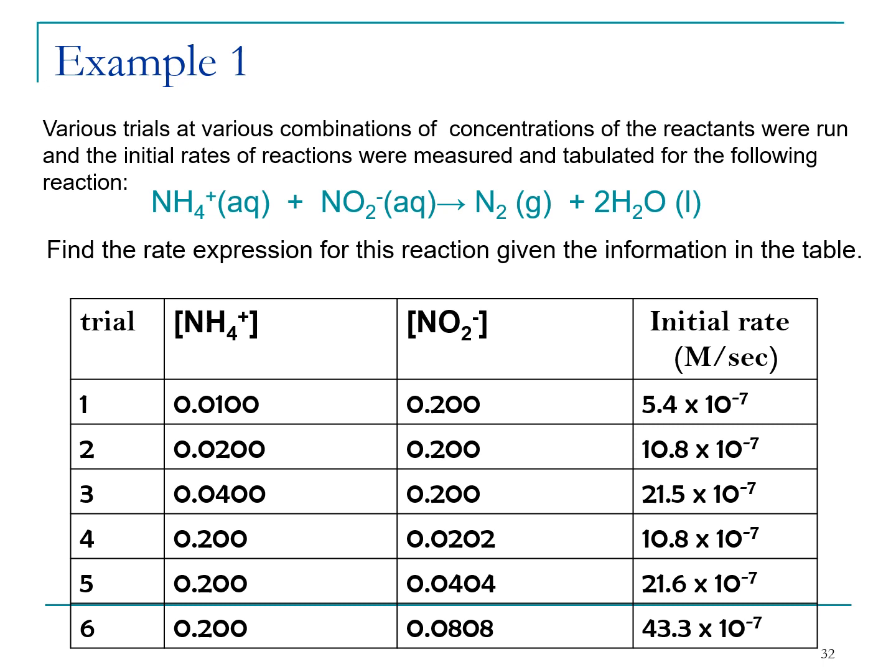Notice that the first trial was run with 0.0100 molar. Probably should have the units in parentheses, but brackets mean molar, so we'll just keep that in mind. In the very first reaction, it was 0.0100 molar NH4 and 0.200 molar NO2, and the rate was measured to be 5.4 times 10 to the minus 7th. Then notice what happened. In the second trial, they doubled the concentration of NH4, but they kept NO2 the same, which is important because now we don't have to worry about the effect of NO2 between these two reactants.